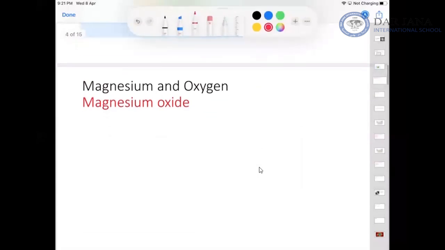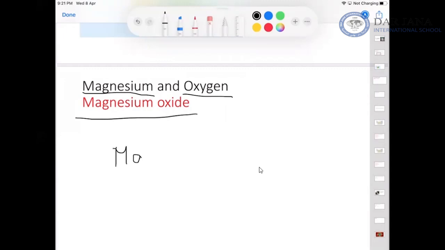Let's try another example. Let's say we have the compound formed from magnesium atom and oxygen atom, magnesium oxide. I will just draw the valence electrons. I will not draw the whole configuration. So magnesium is in group 2. It has 2 valence electrons. Oxygen is in group 16. So it has 6 valence electrons. 1, 2, 3, 4, 5, 6.